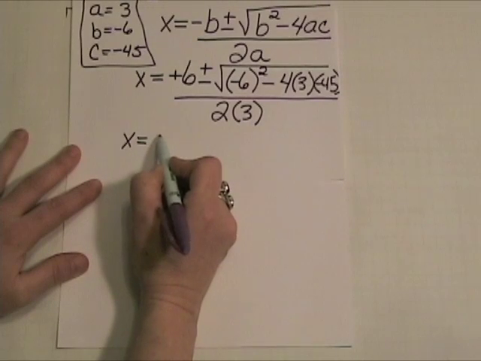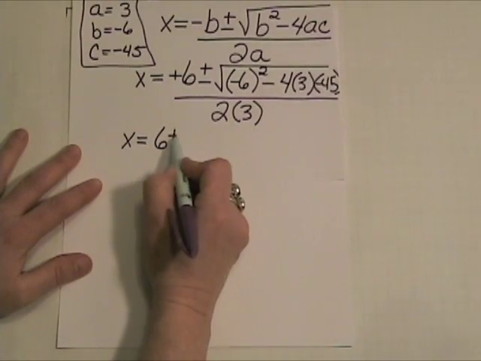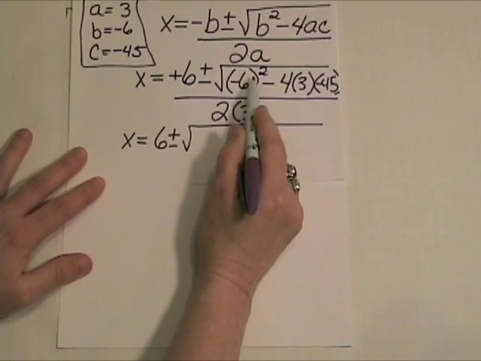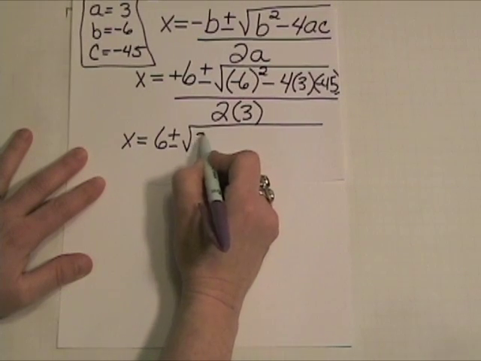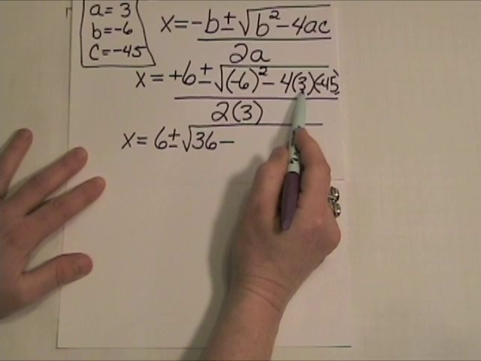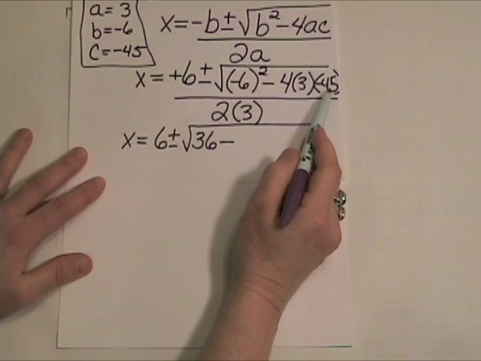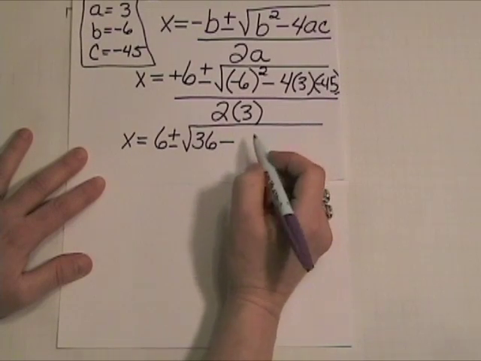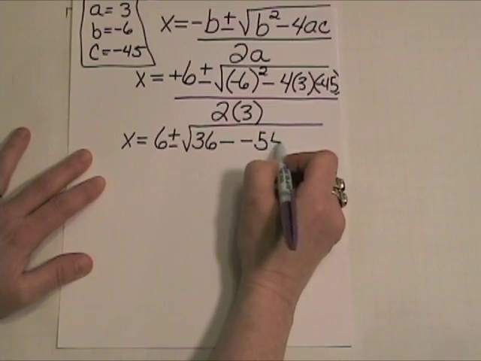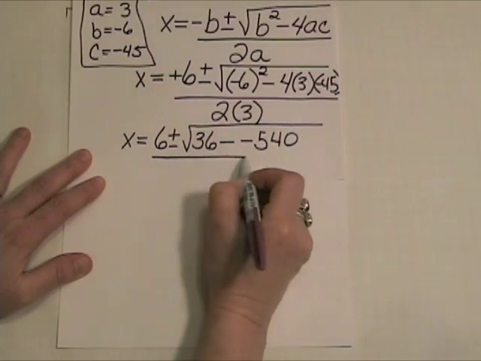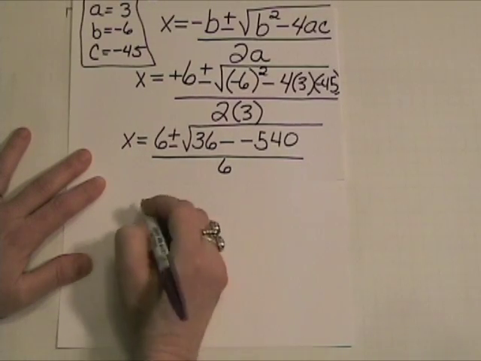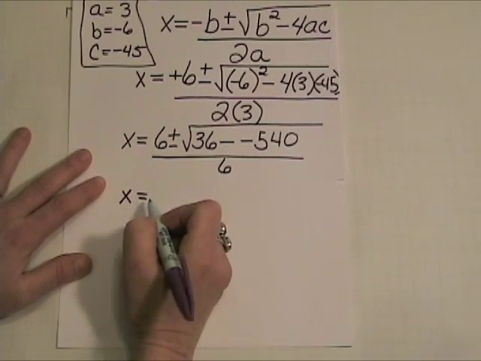x would then be equal to 6 plus or minus the square root of, well, let's see what we've got here. Negative 6 squared, negative 6 times negative 6 is 36, minus 4 times 3 is 12, and 12 times negative 45 is negative 540. Now that all is then being divided by 6. Alright, it's getting simpler.